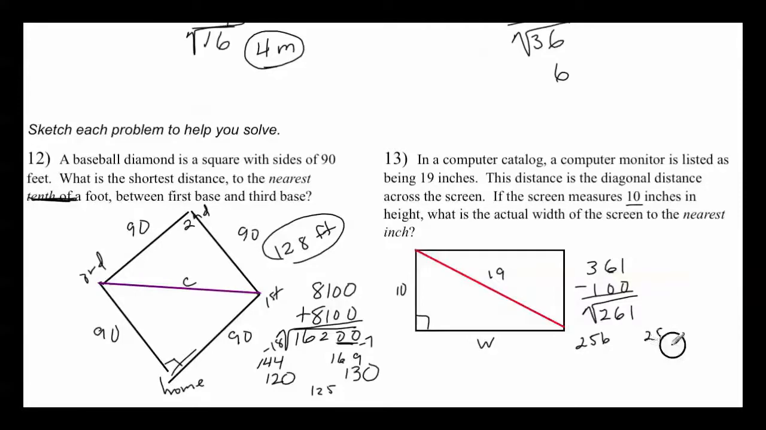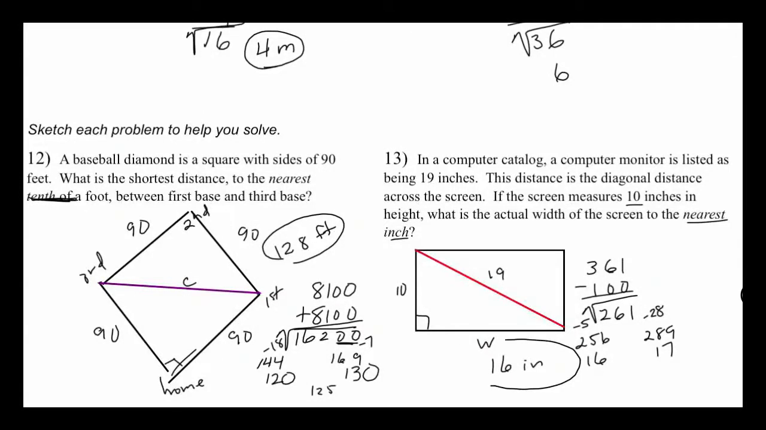Now this problem is a little bit different than the other estimations. I need to find it to the nearest inch, so there isn't a decimal. So this is like our Unit 2 work where we found the closest integer. So it's 5 away here. It's actually 28 away here. So obviously it's closer to 16 than 17. So 16 inches would be the width.